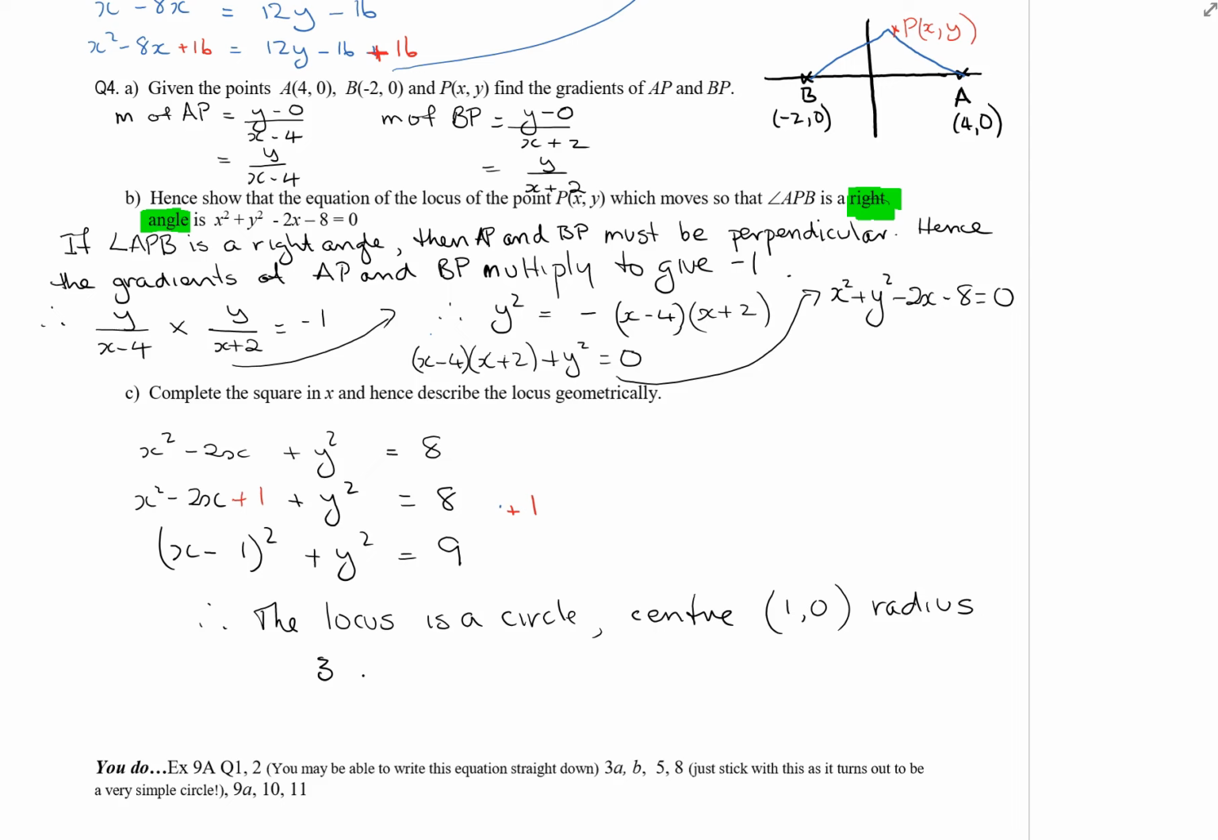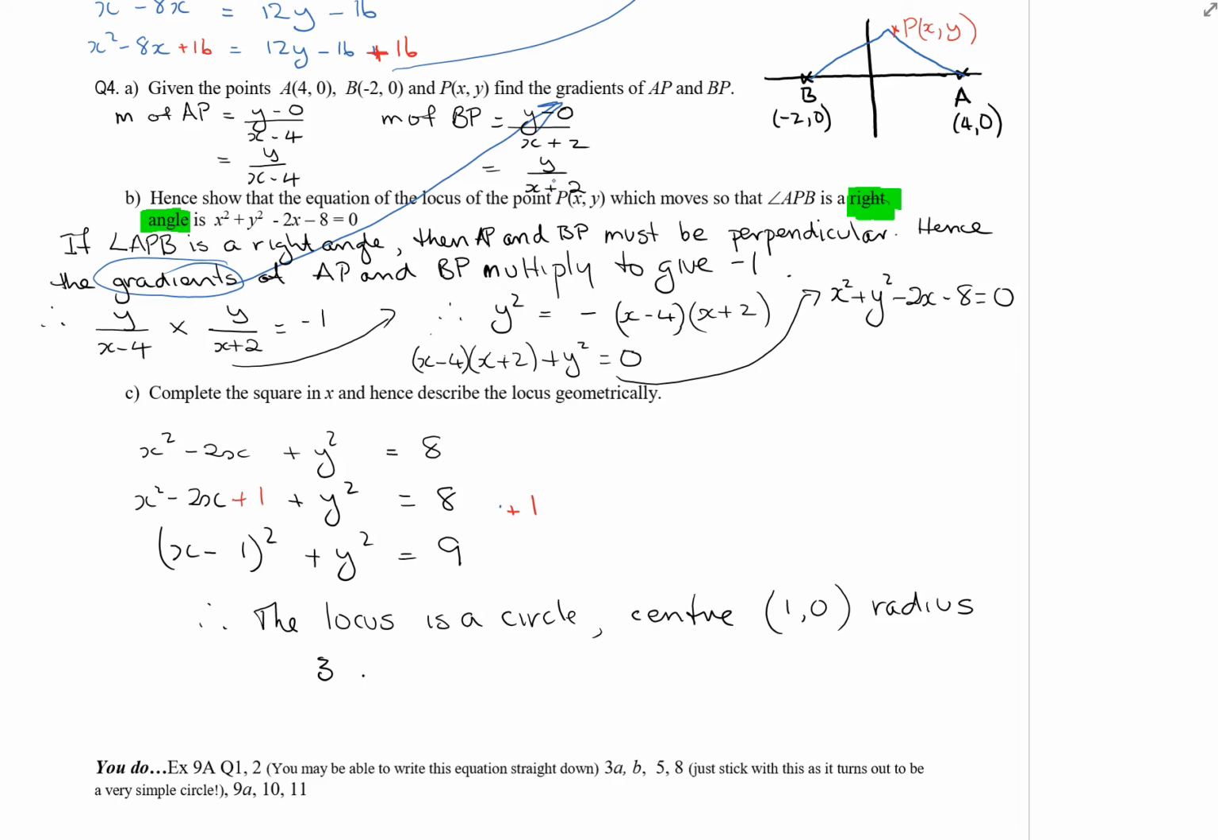You can conclude from that, if angle APB is a right angle, then AP and BP must be perpendicular. And once you've established that, you then make the connection to, well, if two lines are perpendicular, their gradients must multiply to give -1. And you finally see the connection between this and what you were asked to do back in Part A. Why were you asked in Part A to find the gradients? Because you're going to need to use those expressions for the gradient in Part B.